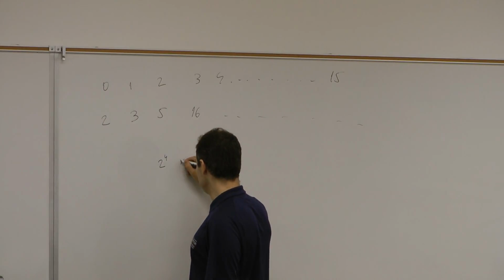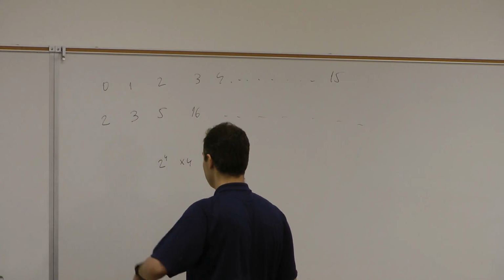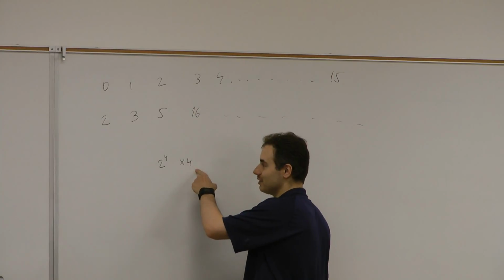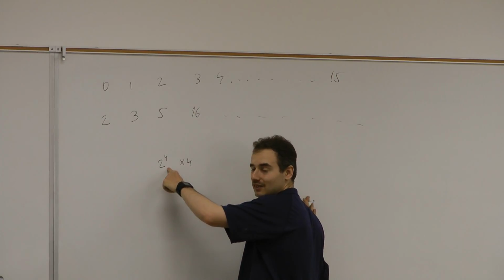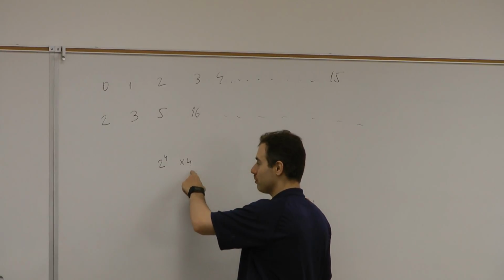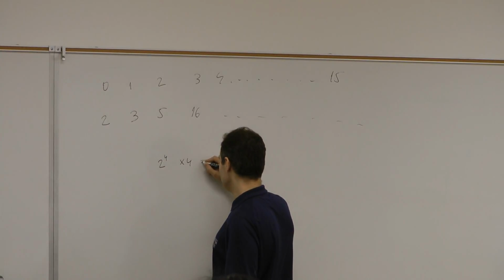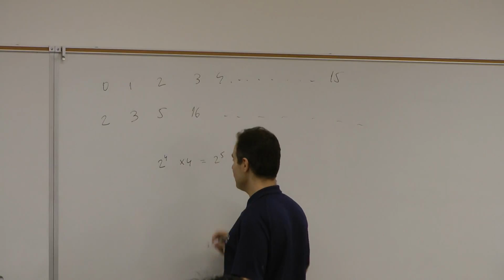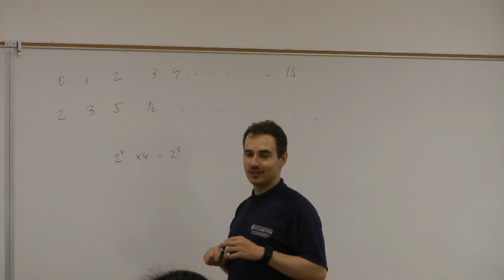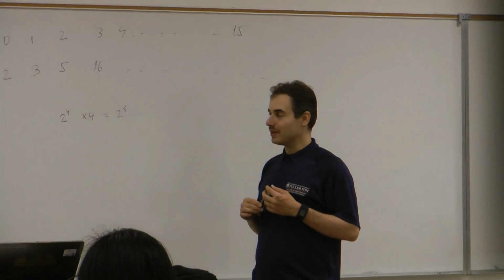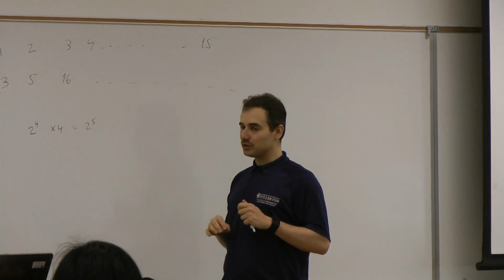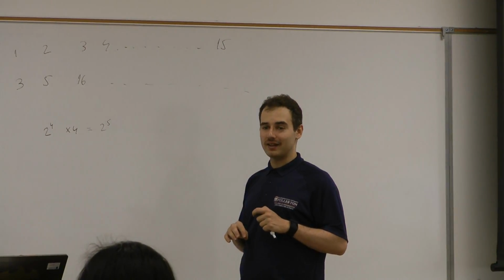So now I need to multiply this by 4, because the size of each block is 4 bits. So I have 2 to the 4 different blocks, and the size of each block is 4 bits, thus giving me 4 times 2 to the 4. That'll be the size of my key. Okay? Make sense?